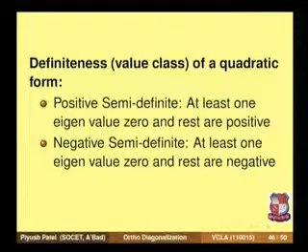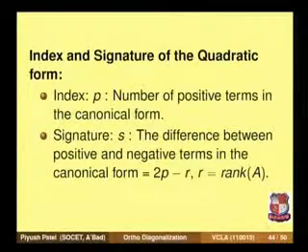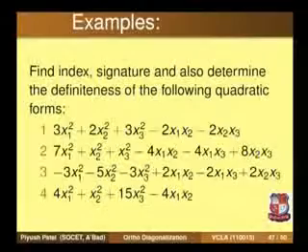Then positive semi-definite. If it has non-negative eigenvalues, that is, at least one eigenvalue is 0 and the rest of the eigenvalues are positive, then that is called positive semi-definite. Similarly, negative semi-definite is when at least one eigenvalue is 0 and the rest of the eigenvalues are negative. So from the eigenvalues of the associated matrix, we can determine the definiteness of the given quadratic form as well as the index and signature.